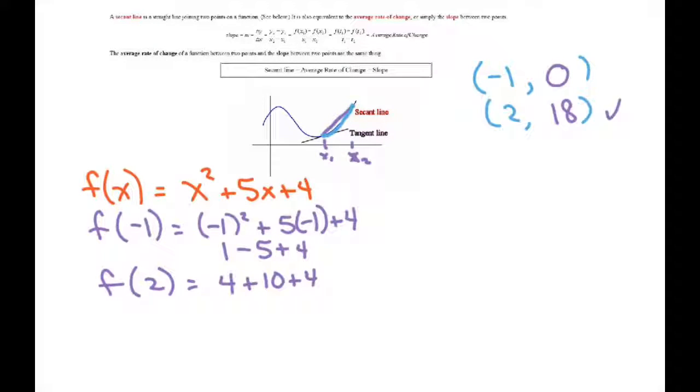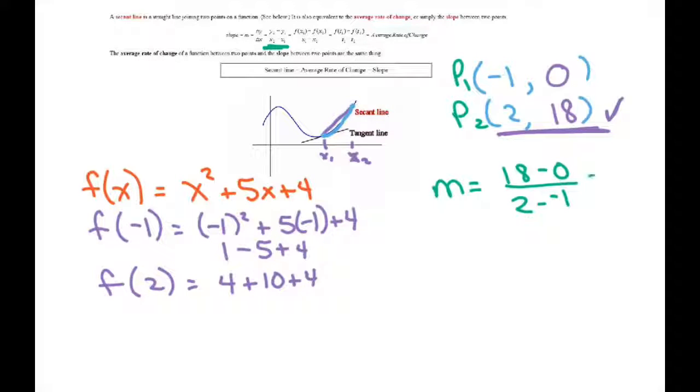And again, this one's going to be a little hard to graph. So we're just going to estimate this when we graph it. But let's go ahead and get the secant line. So this is (-1, 0), (2, 18), and we're just going to find the slope there. So the slope is 18 minus 0 divided by 2 minus a -1. So that equals 6.